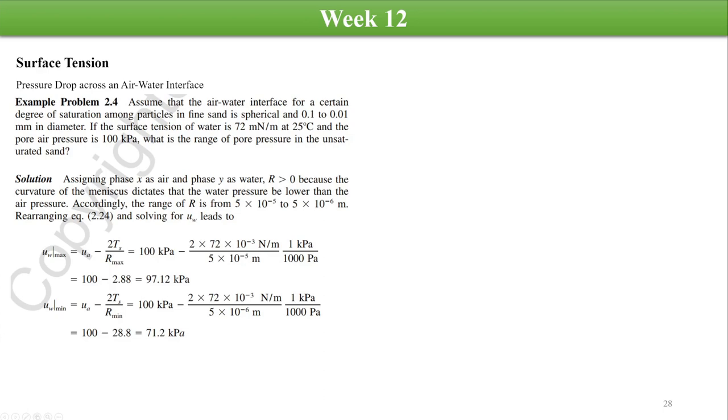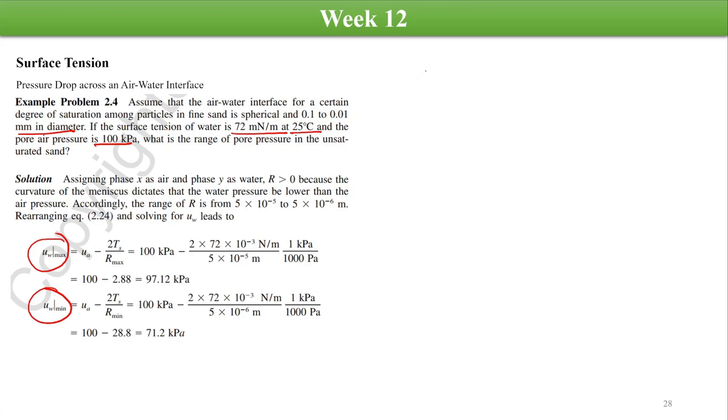So let's say the example is: assume an air-water interface for a certain degree of saturation among the particles in fine sand, which is spherical, and varies from 0.1 to 0.001 mm in diameter. If the surface tension of the water is given at 25 degrees Celsius and the pore air pressure is given, then what will be the range of pore water pressure in the unsaturated sand? That we need to determine. So we need to determine the UW max as well as UW min. So what will it be?